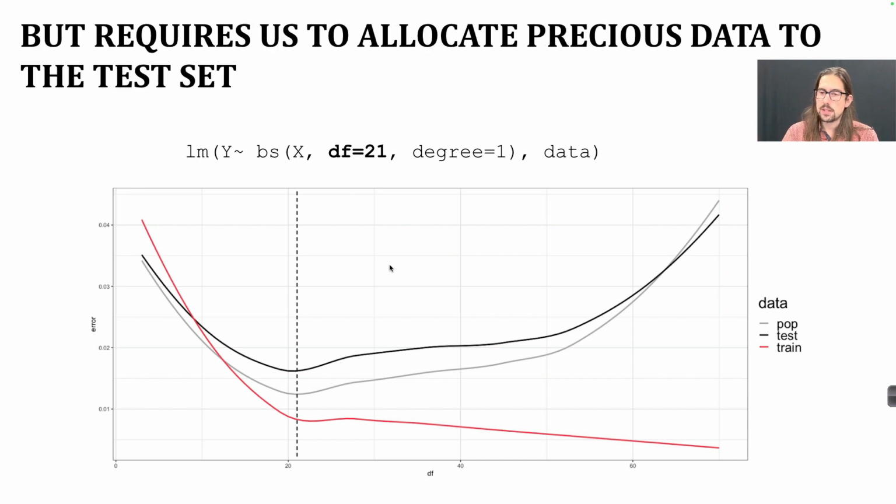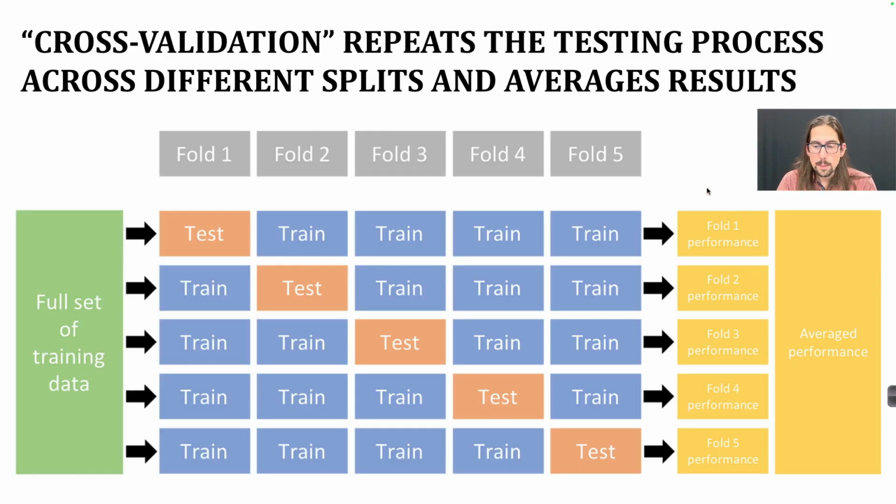Now, the only downside to this is that it does require us to allocate precious data to the test set. If we put more data in the test set, we can get a better estimate of the population error, but that means that our model is fit with less data, which means the model is not as good. So what we can do instead is cross-validation.